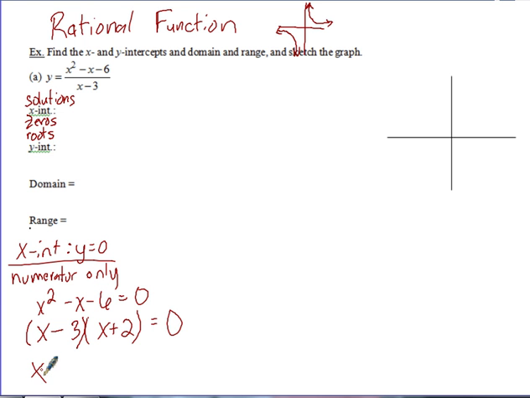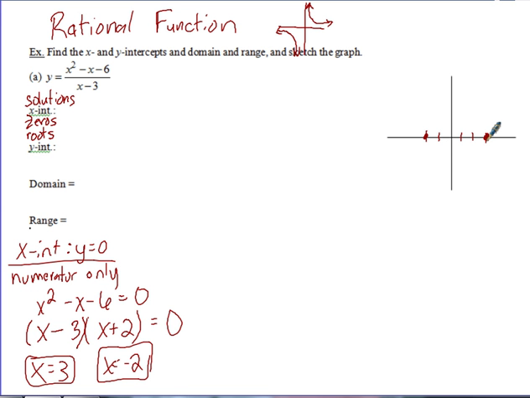Well, what's going to make this 0? +3. So I already know that x is going to be a +3. And what's going to make this 0? So then I know that x is going to be a -2. So there you go. Those are, what did I just find? My x-intercepts. So I already know that I'm going to cross the x-axis here at -2 and at +3. Very good.